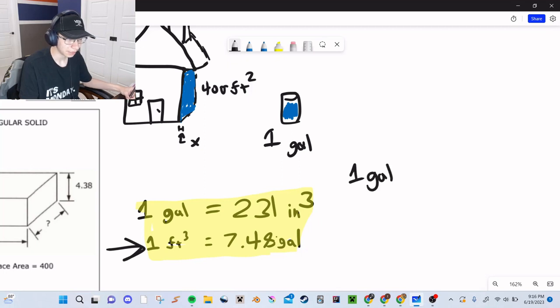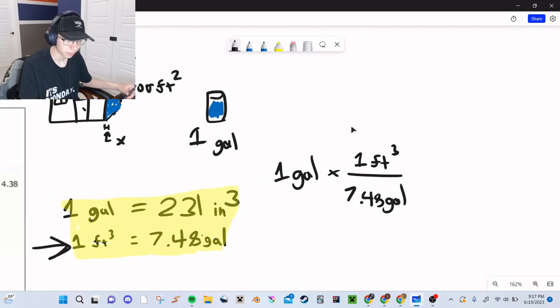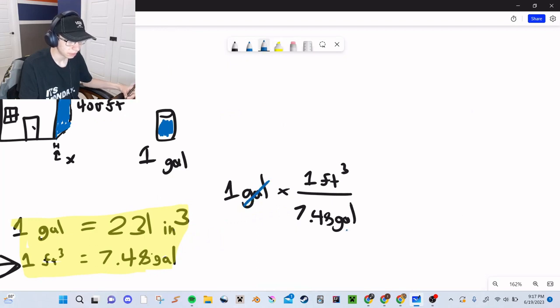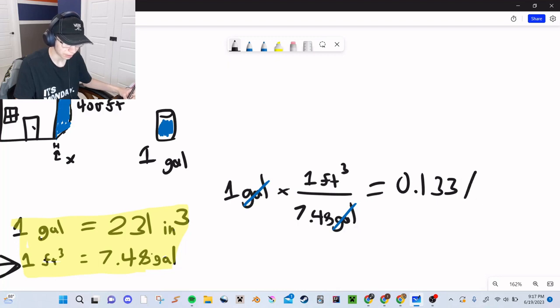So I have 1 gallon of paint, and I know that I have 1 cubic foot every 7.48 gallons. These units will cancel out. So if I have 1 gallon of paint, I have 1 over 7.48 cubic feet. So I have 0.1337 cubic feet of volume that I'm working with.